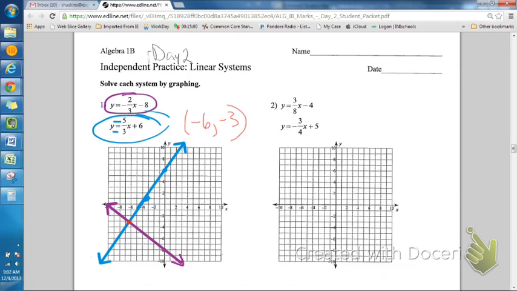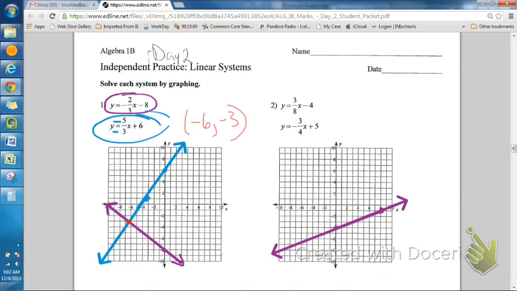Let's try another one for practice problem 2. Again, I'm going to use the purple for the first equation. Its intercept is at -4. The slope is 3/8, so I'll go up 3, 2, 3. That should take you to -1. And then over to the right 8. 1, 2, 3, 4, 5, 6, 7, 8. Or I could have just looked at the 8. It's right there. Graph the line.